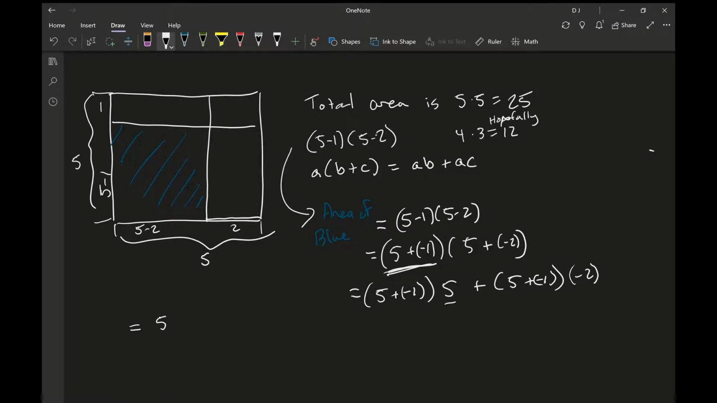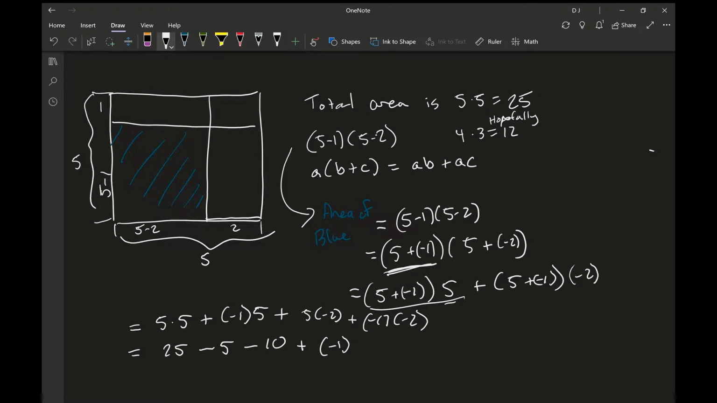So then we get 5 times 5 plus minus 1 times 5, plus, and that's this first half. So the next one should be 5 times minus 2 plus minus 1 times minus 2. So at the end of the day, we get 25 minus 5 minus 10 plus whatever this ends up being. Oh, why did I do minus 1, minus 2? Yeah, that's right. So minus 1, minus 2.